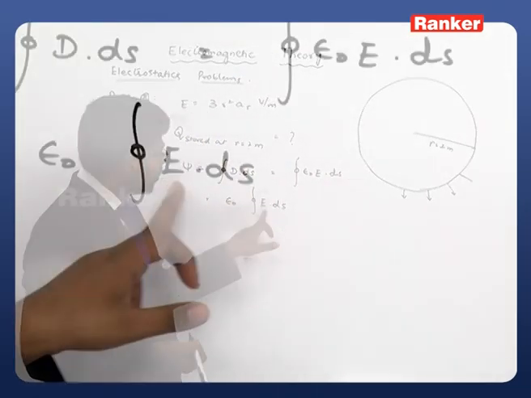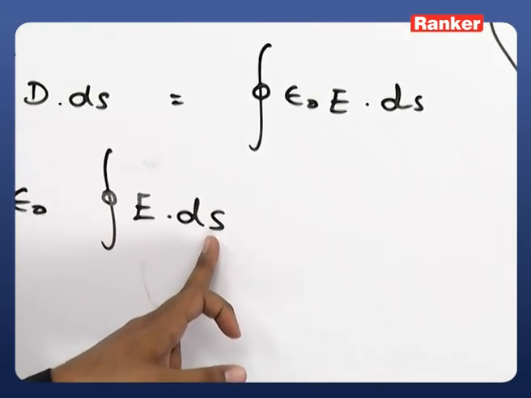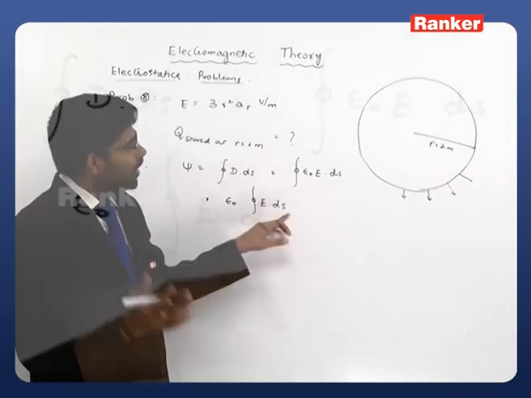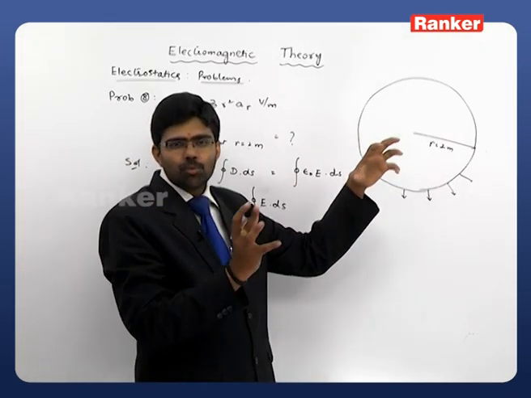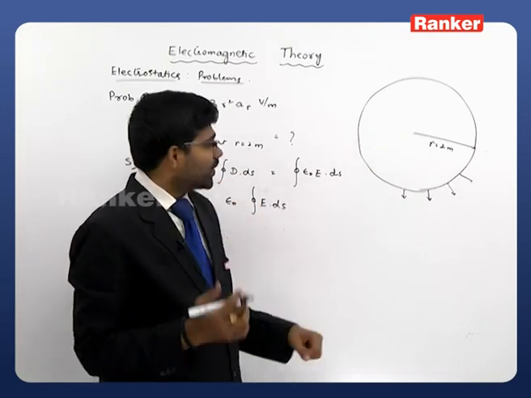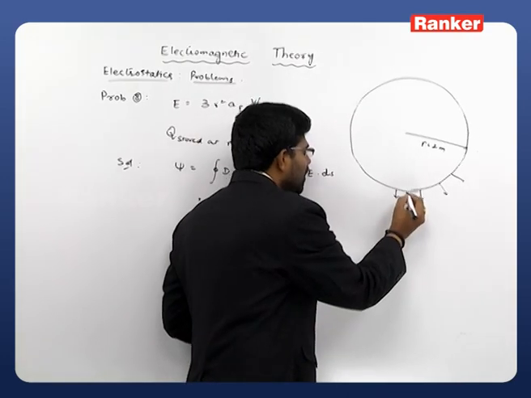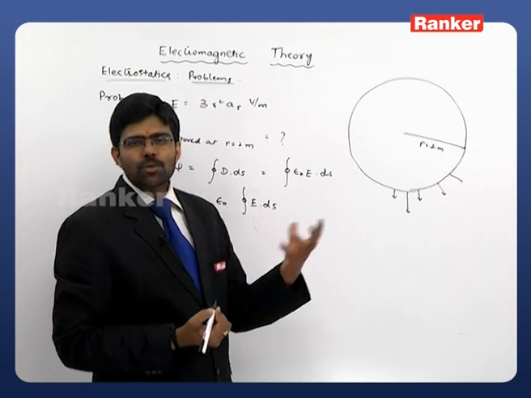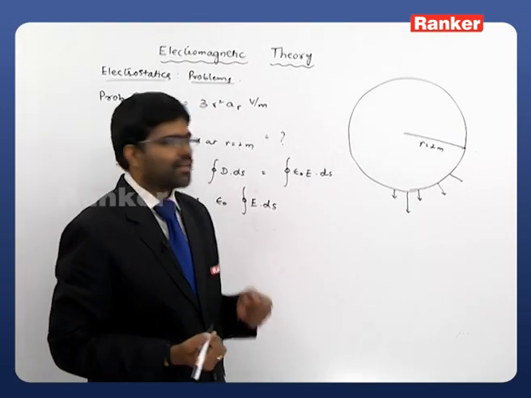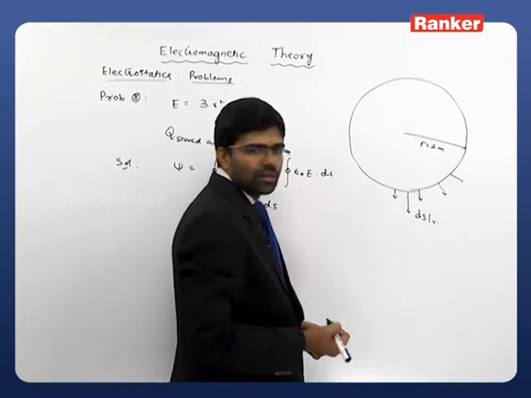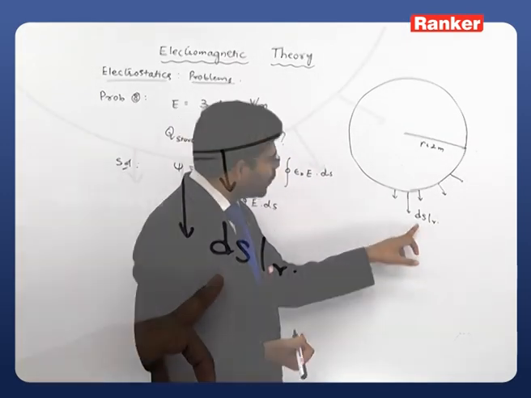Here E is available, but we don't know what dS is, the differential surface. This differential surface will be obtained for a spherical coordinate system, for a sphere, which is what we are considering, right? In a sphere, in which direction is the differential surface given? The differential surface is given in the radial direction. So we are supposed to take the equation of dS in the radial direction. How do we write the equation for this one?